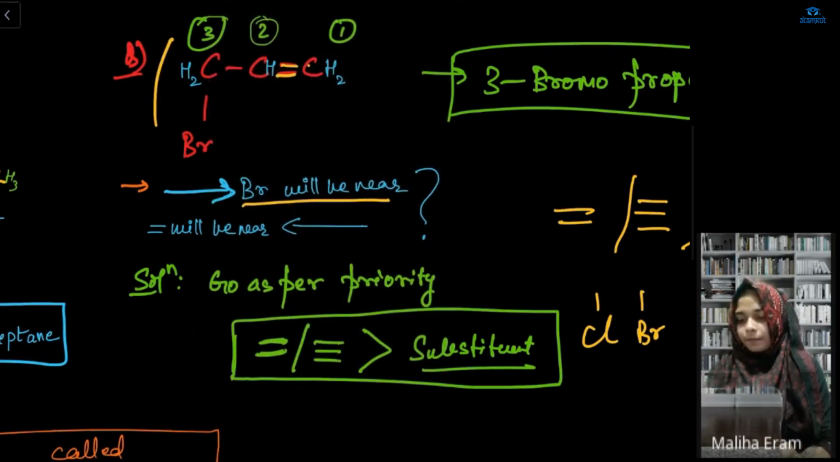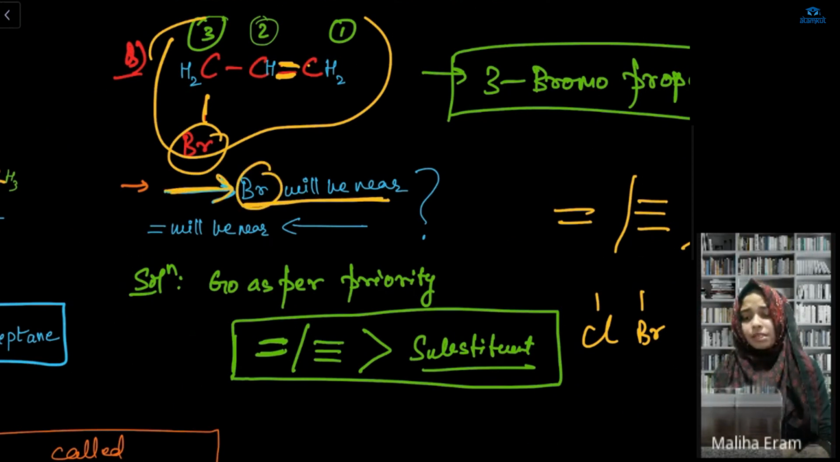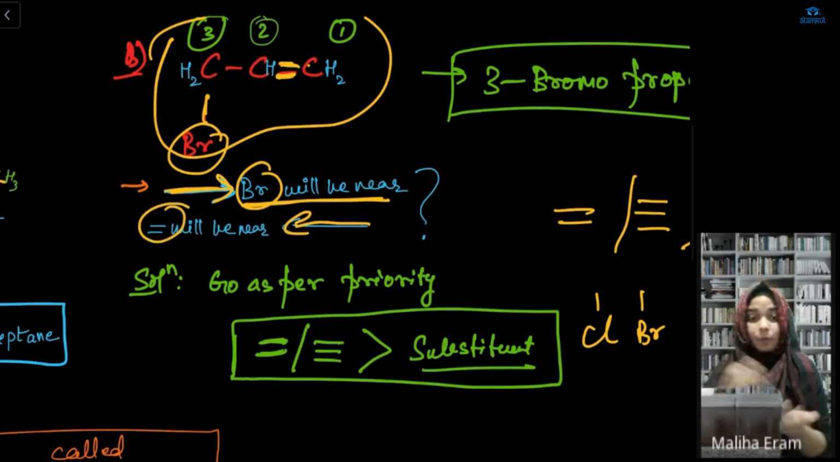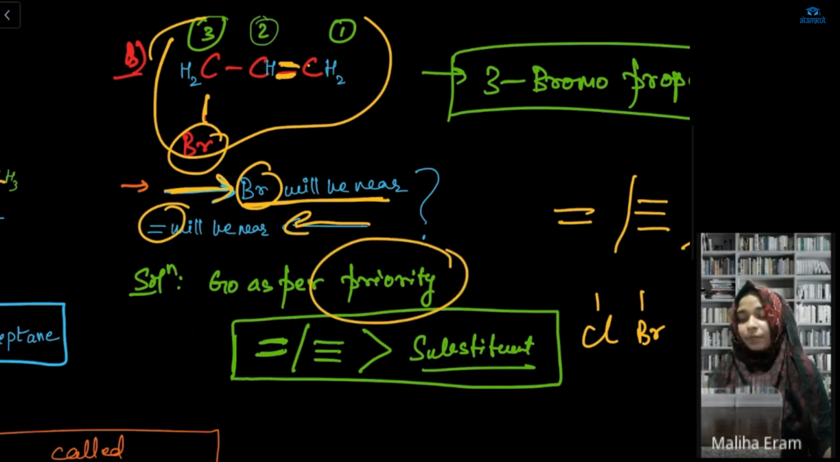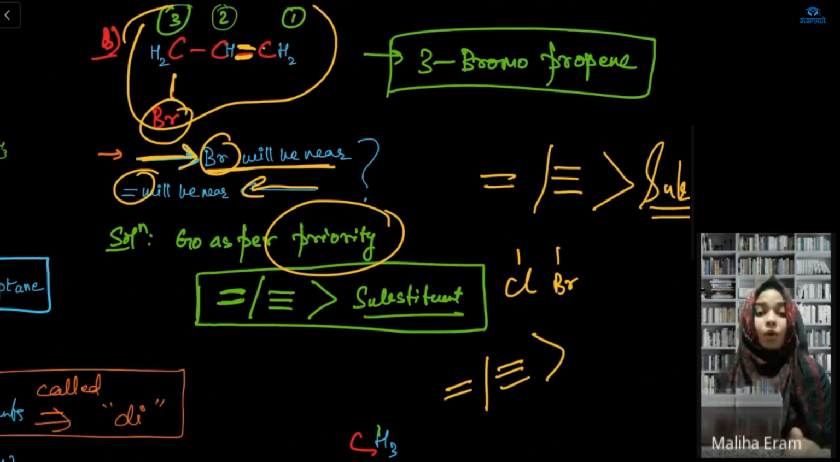This is the toughest of the tricky questions. Now here, you will see a double bond also, and you will see one substituent also. Now what to do? From where to start numbering? From the right or from the left? But here, see, from the left side your bromo is near, but from the right side your double bond is near. And double bond is also important, and your substituent is also important. Now what to do? So we have to go as per priority. So what is the priority? That your double bond, or your triple bond, should be more prioritized than your substituent.